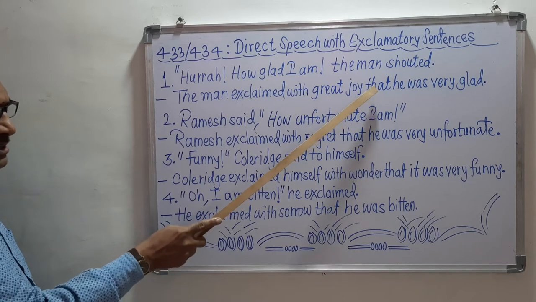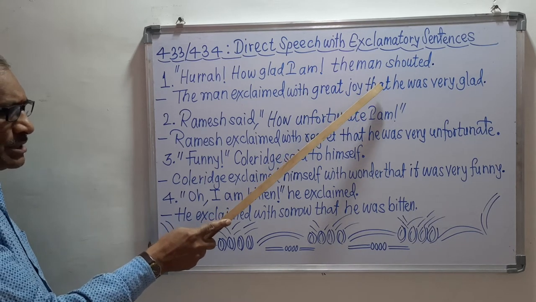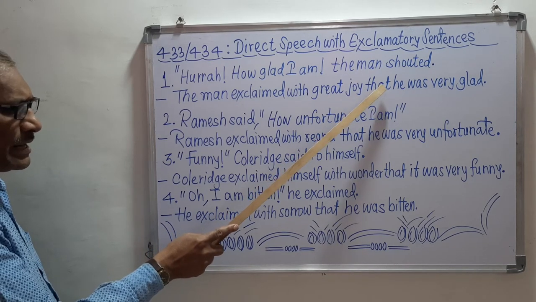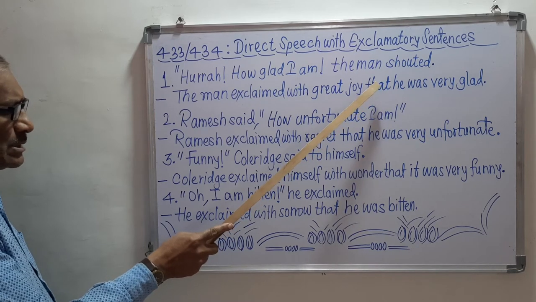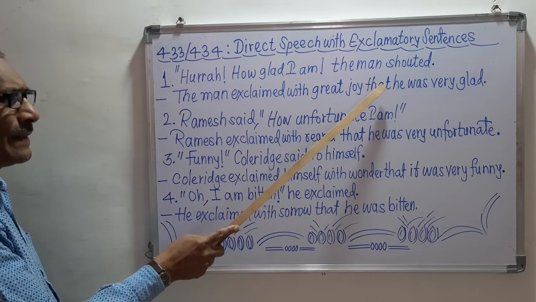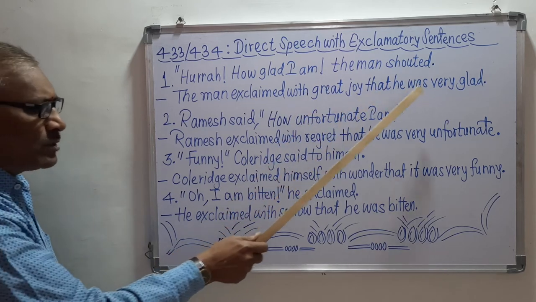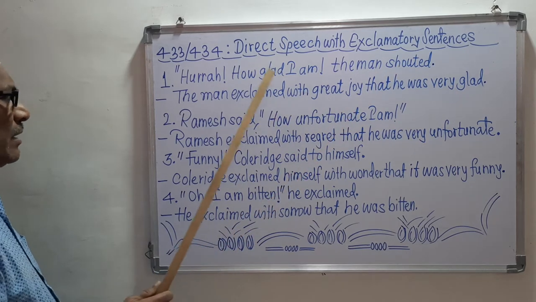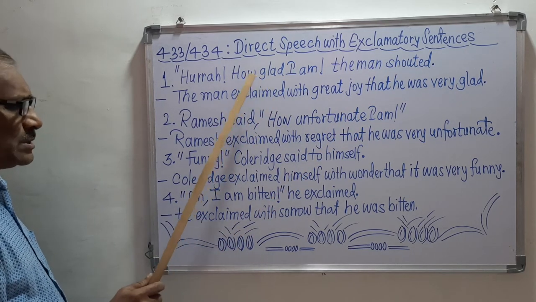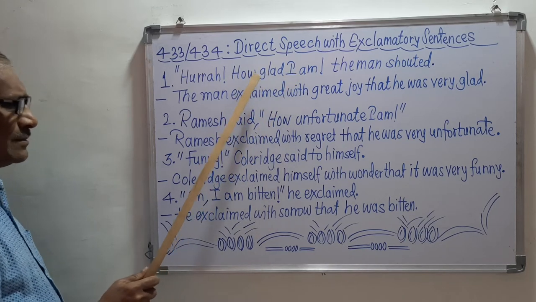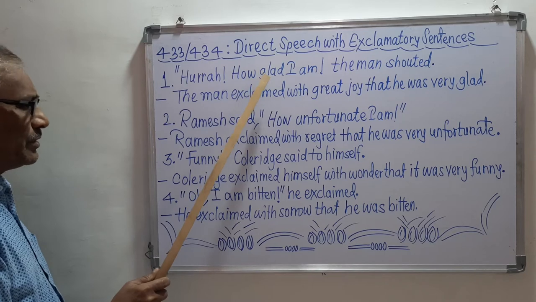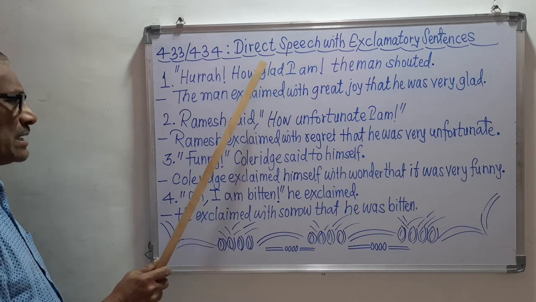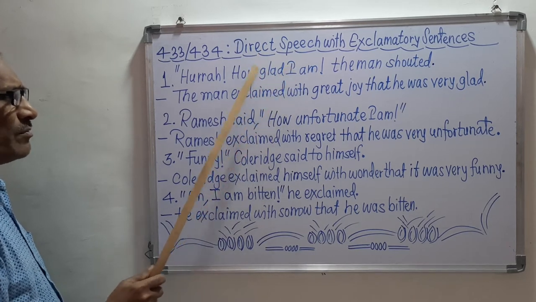Then I have taken the conjunction "that" because always remember, when we are making the indirect speech of an exclamatory sentence, we put the conjunction as that. Then, he was very glad. This indirect speech has been made from "how glad I am." Here, "how glad I am" is the exclamatory sentence, and I have made an assertive sentence of it, and that assertive sentence is "I am very glad."